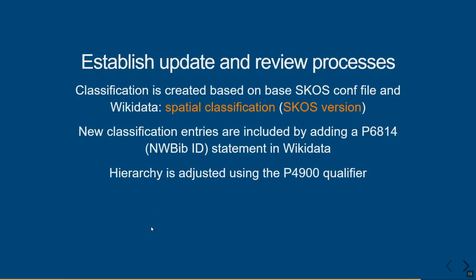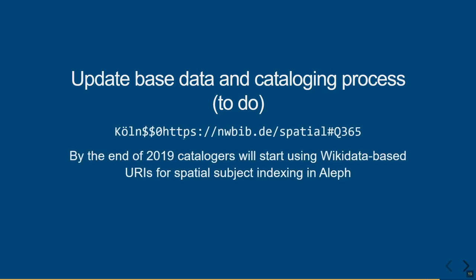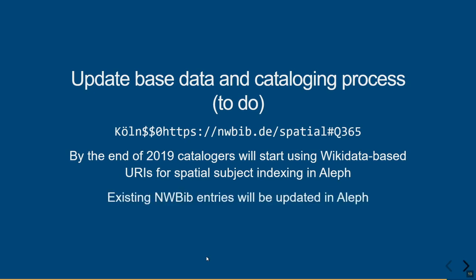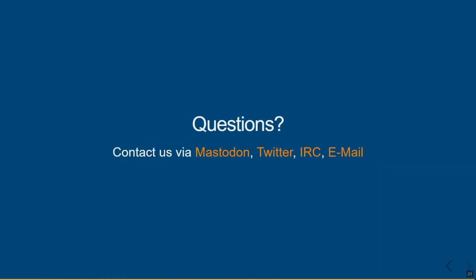Now we have to build this update and review process, and we will add this data with a zero subfield to Aleph, and the catalogers will start using those Wikidata-based IDs, URIs for cataloging, for spatial indexing. So by now, there are more than 400,000 NWBib entries with links to Wikidata, and more than 4,400 Wikidata entries with links to NWBib. Thank you.